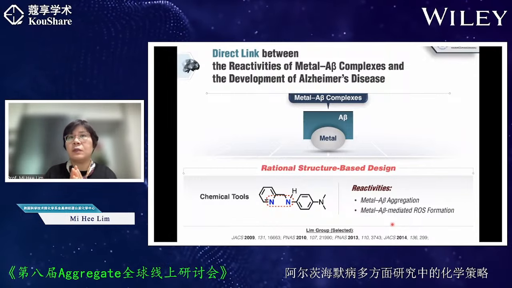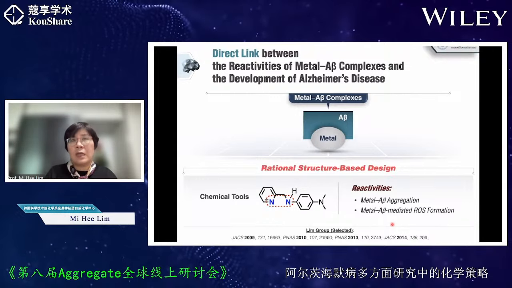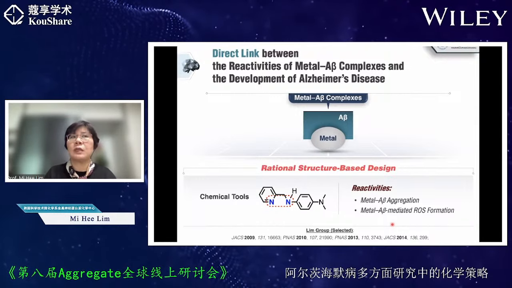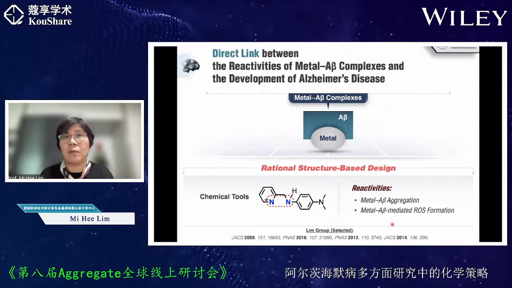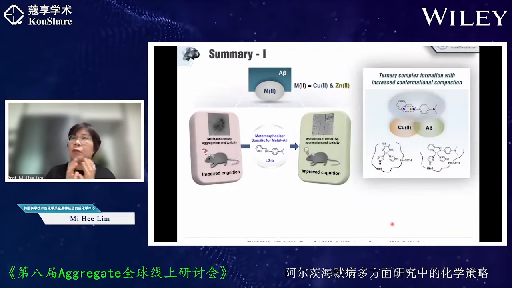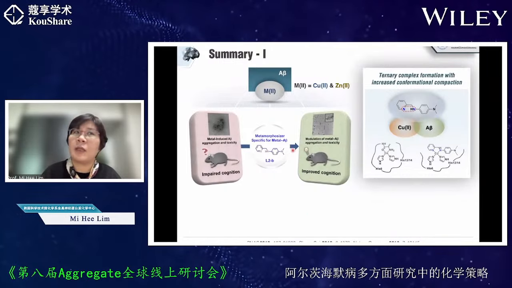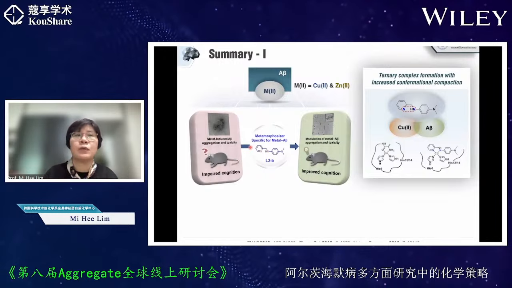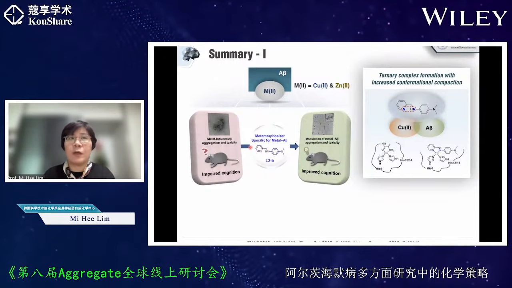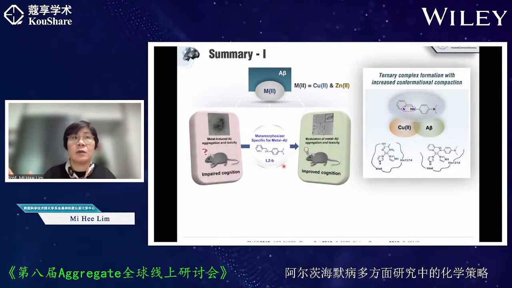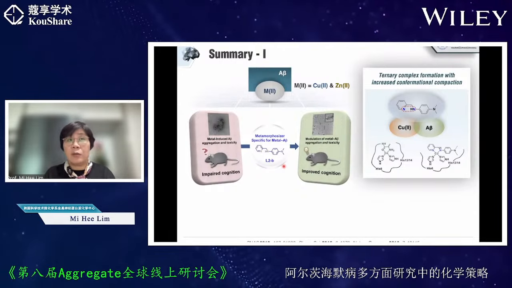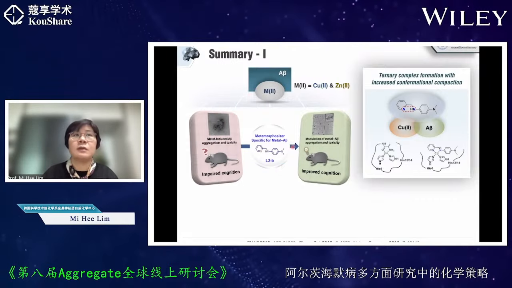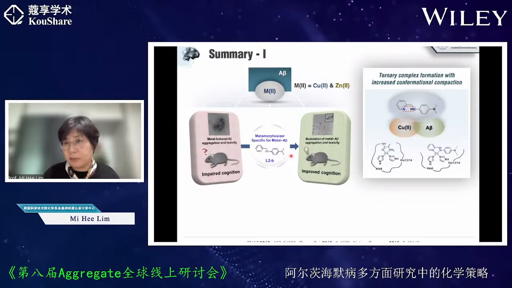So we have been designing various small molecules, and then we found very interesting reactivity towards the Metal-Abeta complexes. Among them, one very simple compound, you can see here, is a simple bidentate ligand with a very simple two-step synthesis. This amine compound, we call it L2B, is the winner because it is relatively soluble in water and relatively stable under metabolic conditions. And this compound is very specific for the Metal-Abeta species.